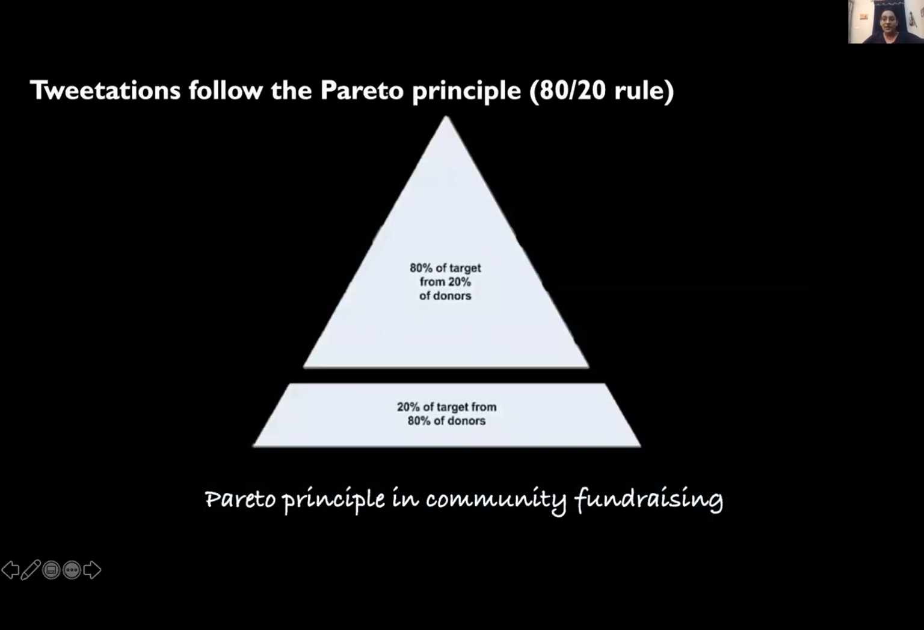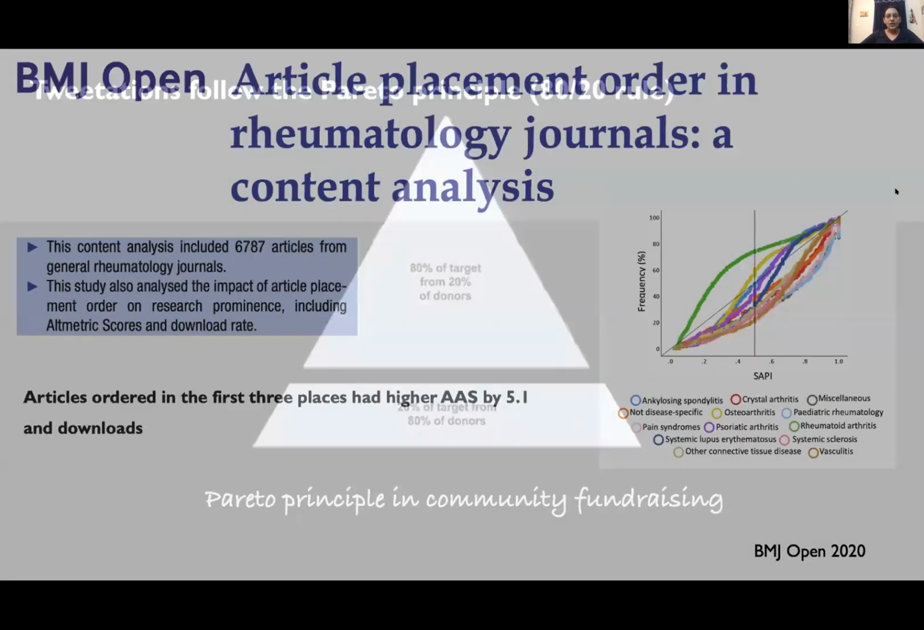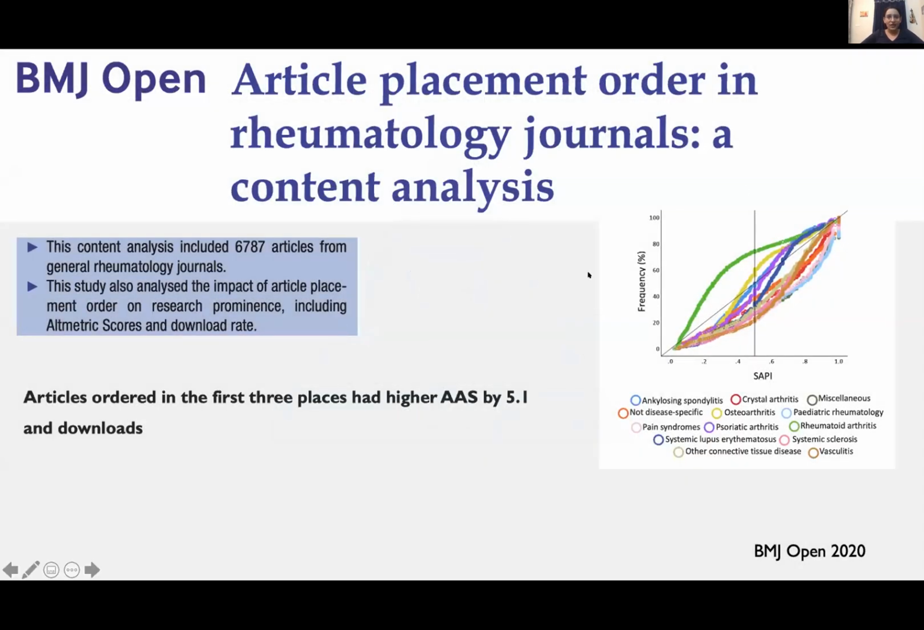Another important aspect is that tweetations follow the Pareto principle, the 80-20 rule. This is in sync with the Pareto principle in community fundraising, where most of the funds, 80% of the funds, come from 20% of the people. That way, 80% of the popular tweets will come from just 20% of the people who are tweeting. So if you did it well, you can really do it well.